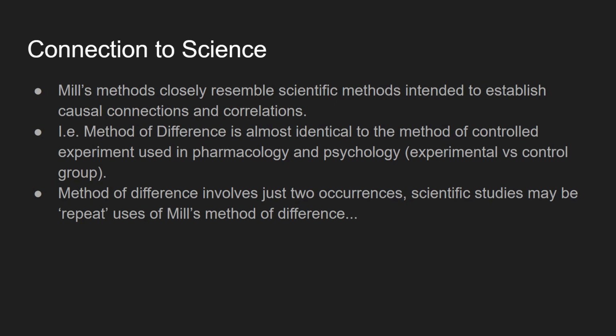So the simplest type of controlled experiment involves an experimental group and a control group, each consisting of just one member.